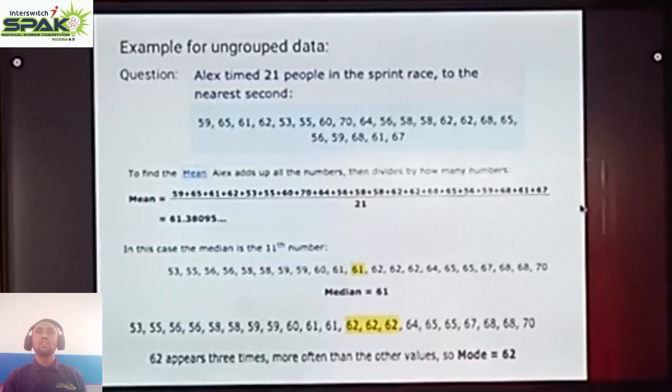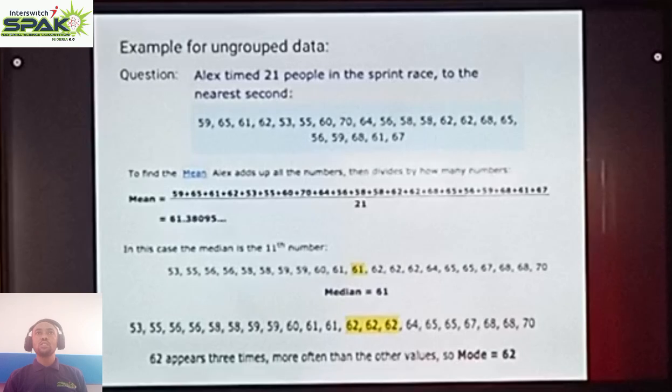And when you count from the right, you see the 11th number is 61. When you count from the left, the 11th number is also 61. So that tells you that 61 is the median. You can count and verify.